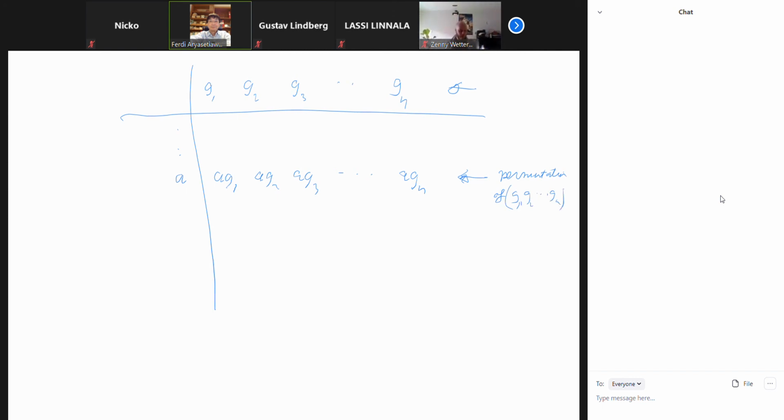So then we can try to represent the element A by a permutation. We write A is equal to G1, G2, and so on to Gn, over AG1, AG2, AGn, like this. Because this is a permutation of these elements G1, G2.